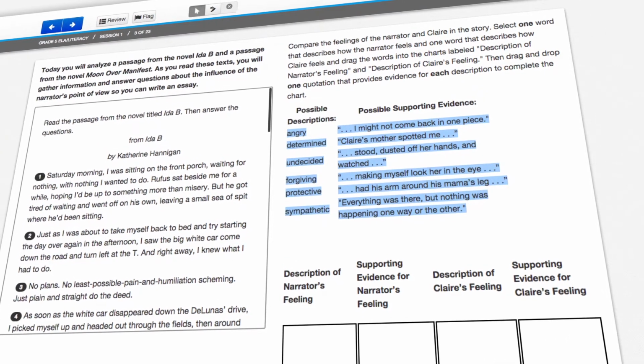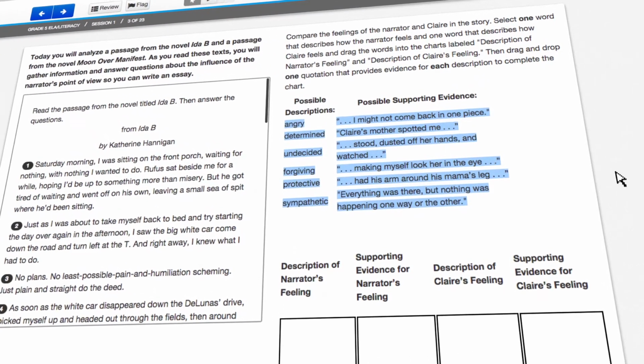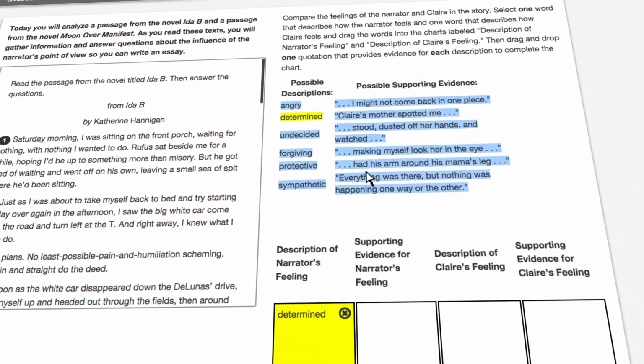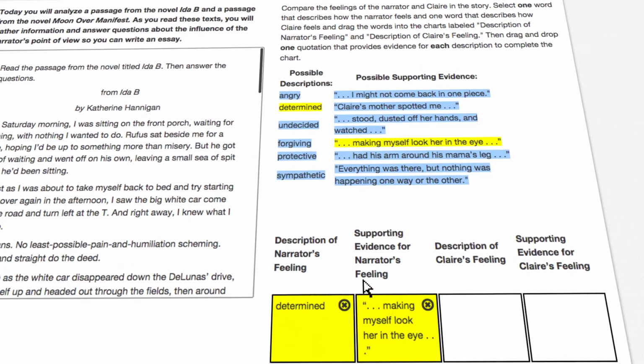So that's math. But what about English? Well, it's actually pretty similar. Let's take a look. Here, instead of just selecting a word to describe characters from the passage, students have to describe 2 characters and use a line from the text that supports their choice.